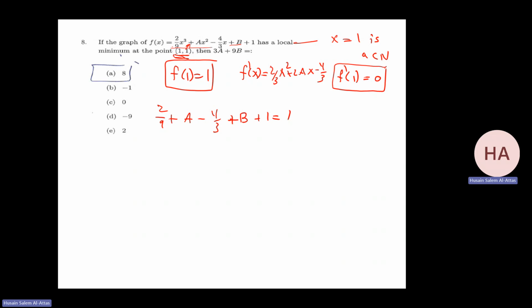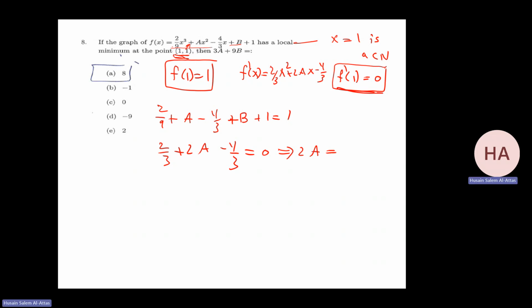This is the first equation. The second equation, I have f prime at 1, 2 over 3 plus 2a minus 4 over 3 equals 0. This I can solve quickly. You want 3a plus 9b. Okay, who cares? Now we have 2a will be equal to 1.